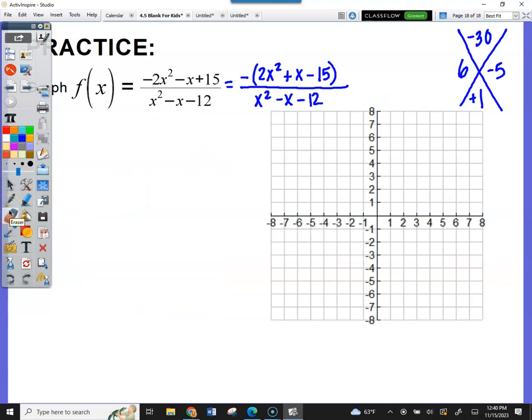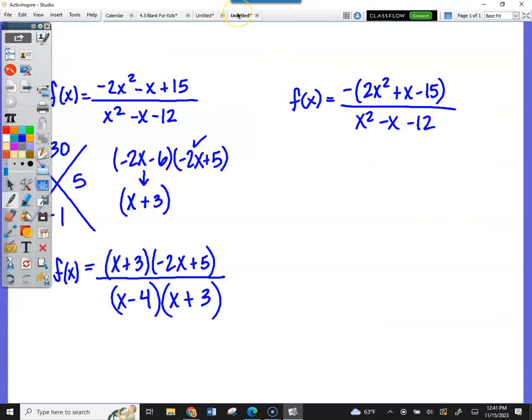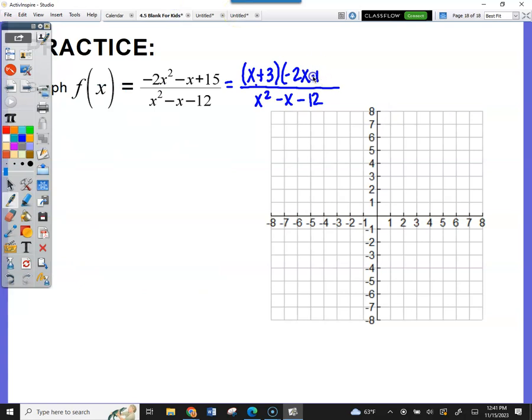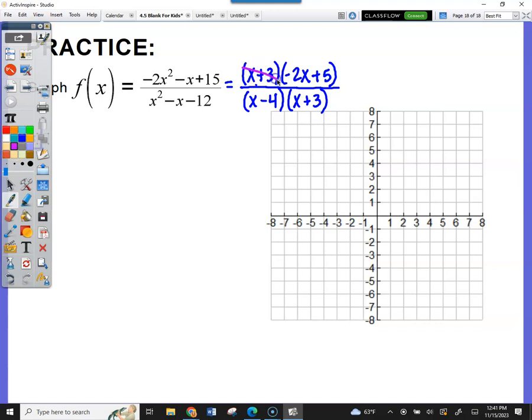All right, I'm going to fix this to match the work we just did, since I'm now on this screen. We said, what did we say, x plus 3 and negative 2x plus 5. And then on the bottom, all right, it's in factored form. We are addressing the vertical asymptotes. When you get it in factored form, as Jack said, what do you notice?